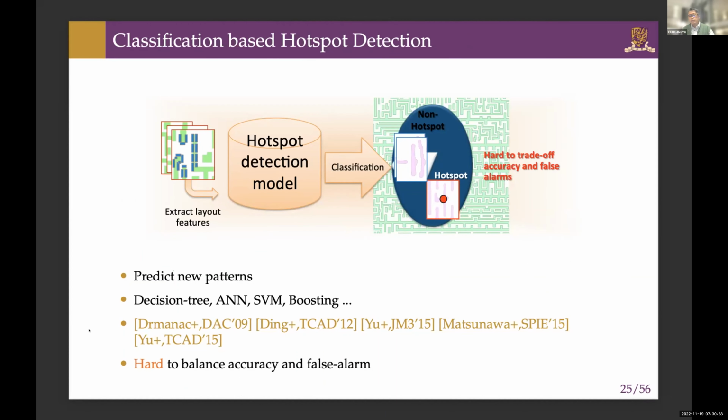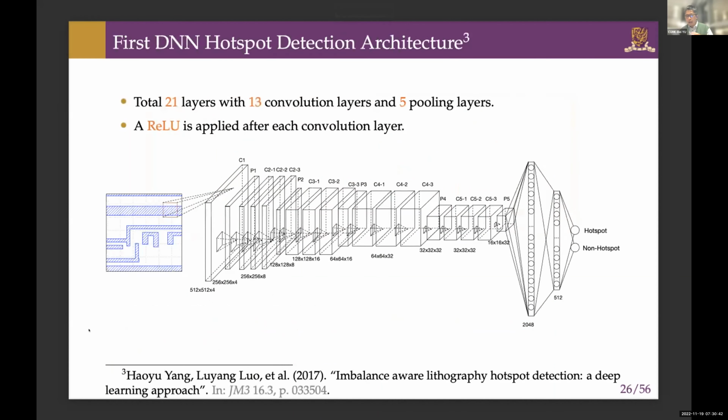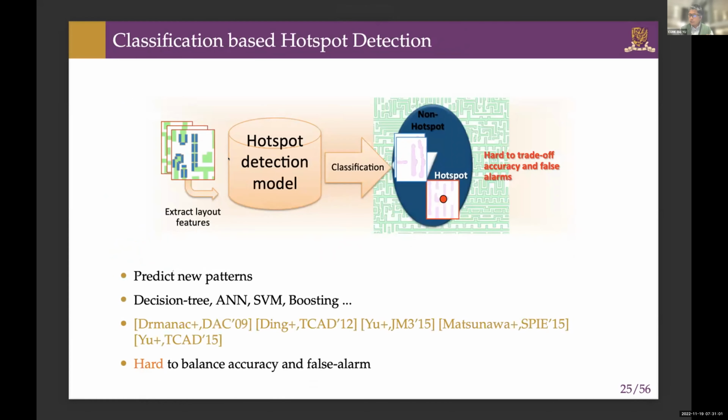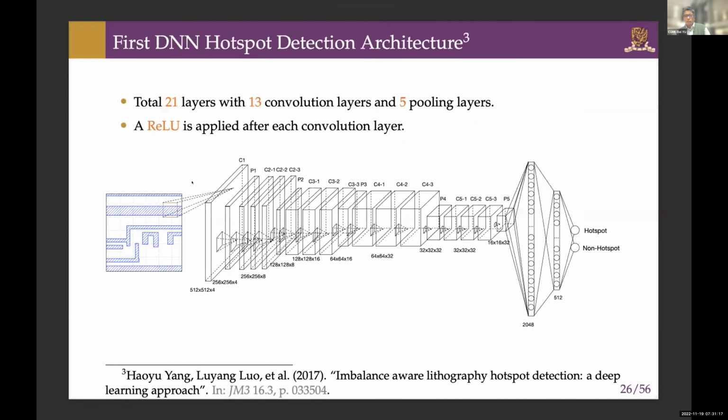Okay, and about 6 or 7 years ago, people started looking at deep learning methodology for hotspot detection. The main motivation is that previously we had to do some feature engineering to get a good feature to represent the layout, and then given the feature vectors, we used some shallow machine learning methodologies. But using deep learning, we can combine feature learning and classification in an end-to-end manner.